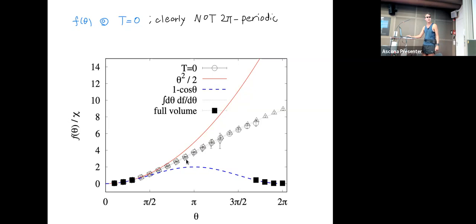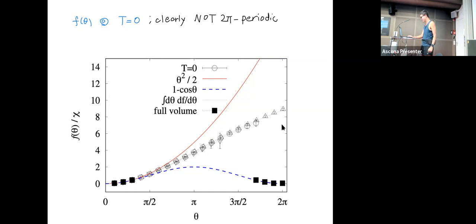There are actually three squares and triangles that almost collapse into one in this plot. These represent different ways of extrapolating from the finite subvolume to the infinite volume. You can do the extrapolation differently, but you essentially get the same result, and the trend is very, very clear. It's going up, even at theta equals pi it keeps going up clearly. As I said, things become untrustworthy around theta equals pi, 3 pi over 2 or somewhere, so this shouldn't be taken too much at face value. But there is a clear trend going up, and there is no way that it can come back to zero at theta equals 2 pi.